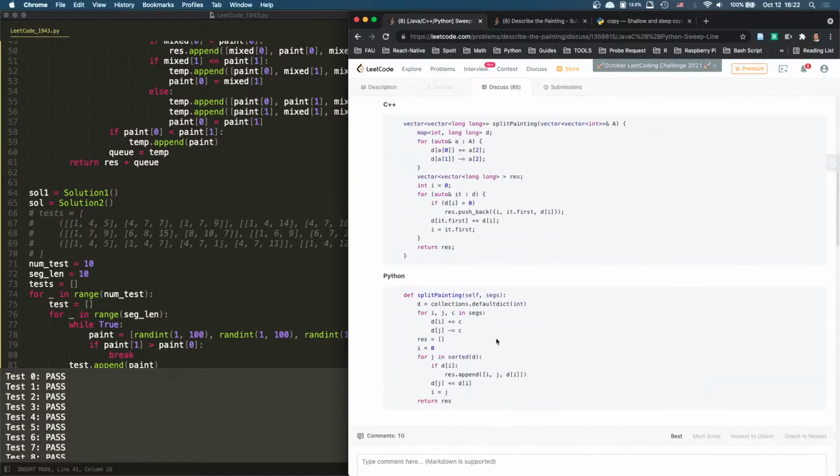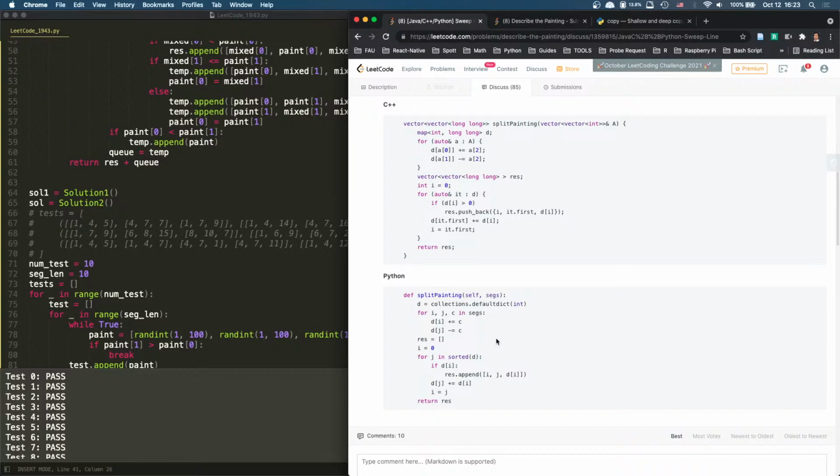Wait, what is this? So it's the delta, right? So we're recording the deltas for each segment. At the starting position, the delta is going to be plus, and at the end position, the delta is going to be minus, which makes sense, right? Actually, why do we minus? Every position can be plus, plus, plus, but the last position is going to be minus.